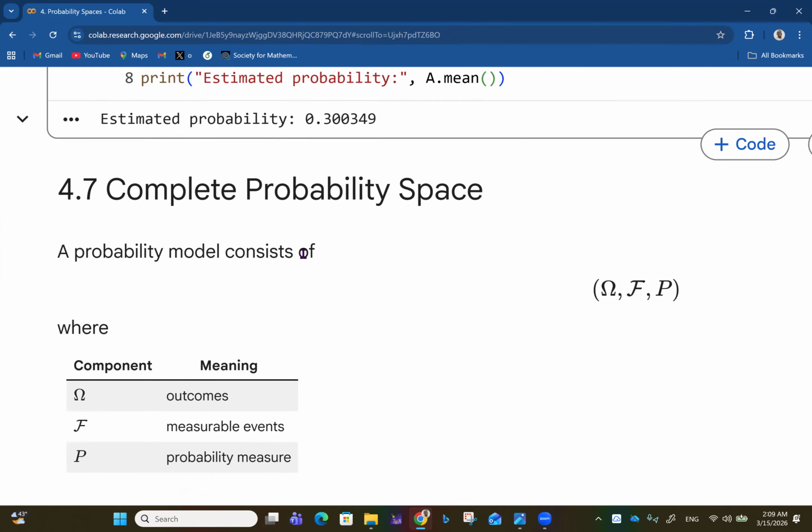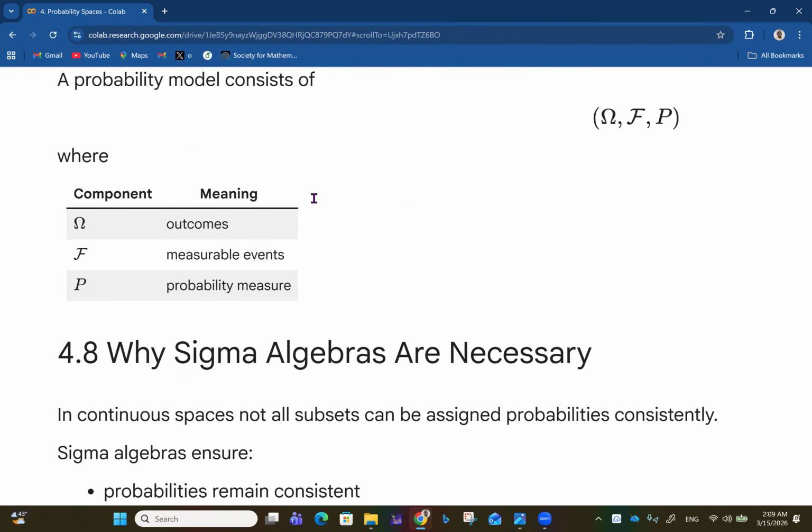Okay, so a probability model consists of omega, F, and P, where omega talks about the outcomes, that's the sample space. F talks about the measurable events, if you like, call it the events space, and you have P, which is a probability measure. That gives you a complete probability space.